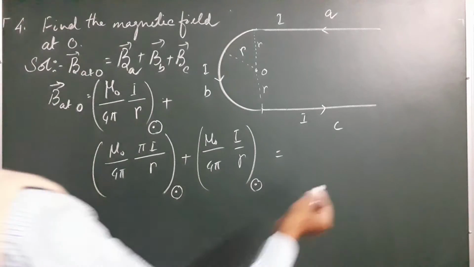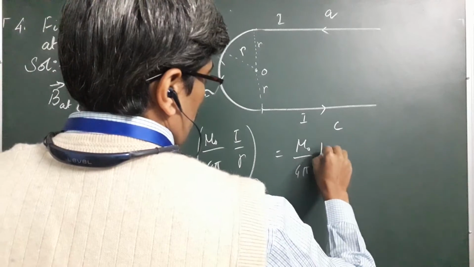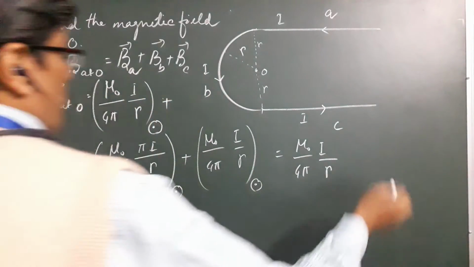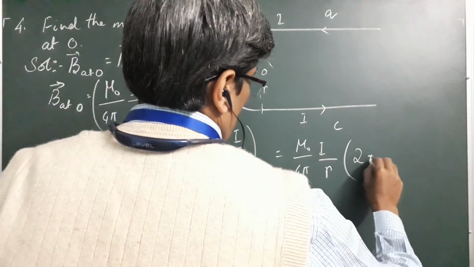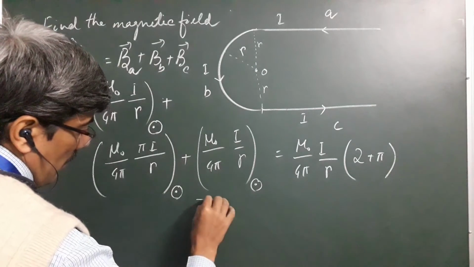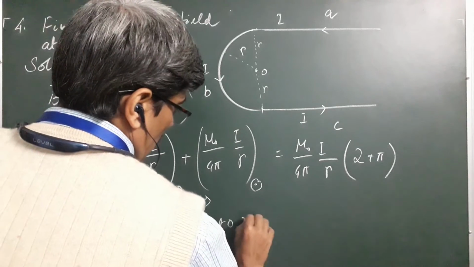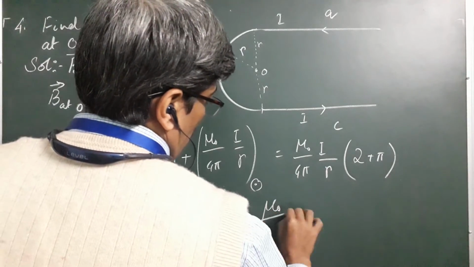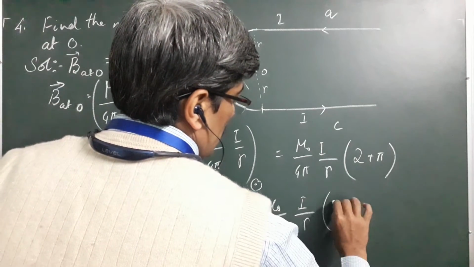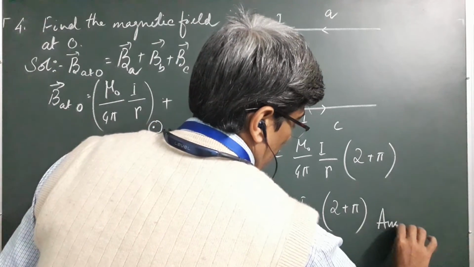So if you add all this, mu naught by 4 pi I by r remains common. If you just observe a bit, this will be your answer. So the net magnetic field at O is equal to mu naught by 4 pi I by r within brackets 2 plus pi. This is the answer.